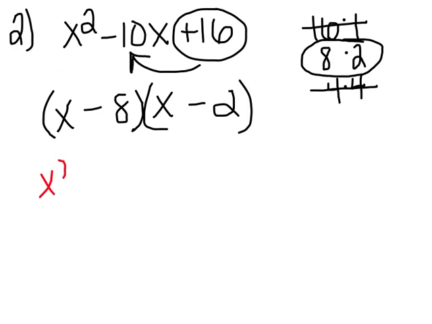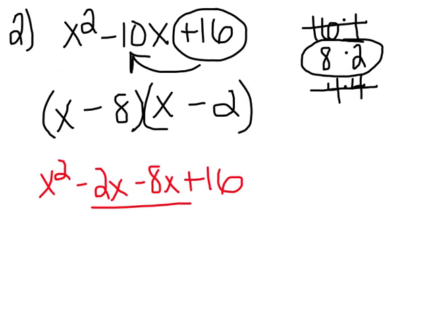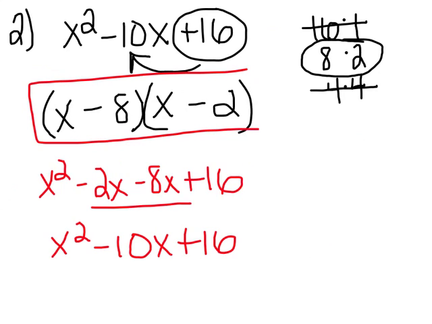X times x is x squared. X times negative 2 is a negative 2x. Negative 8 times x is a negative 8x. Negative 8 times negative 2 is a positive 16. And when we combine our middle terms, we do get that negative 10x. So we've factored this correctly.